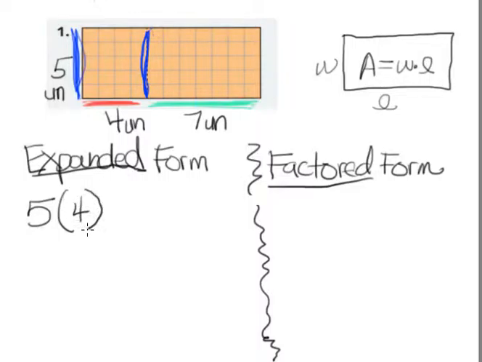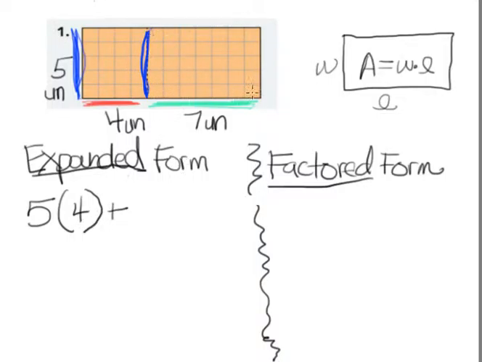If you remember, our new way of writing multiplication are these parentheses. So this means 5 times 4. And then as I'm finding the area of this large rectangle, I'll have to add the area of this smaller rectangle to the area of this smaller rectangle. So I'm going to add it.